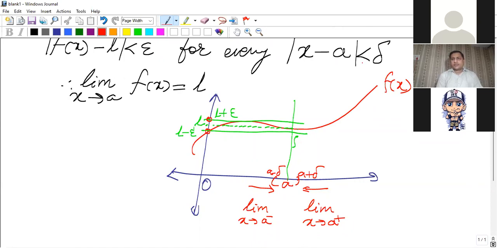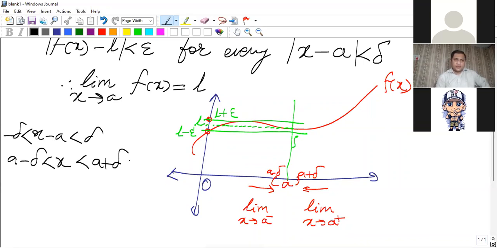And then you can see x is in the neighborhood of A. And what is the neighborhood we have chosen? Delta. Delta is a very small number. So A minus delta and A plus delta. If I consider this equation, x minus A is less than delta, and this will be greater than minus delta. So we can have A minus delta less than x less than A plus delta.